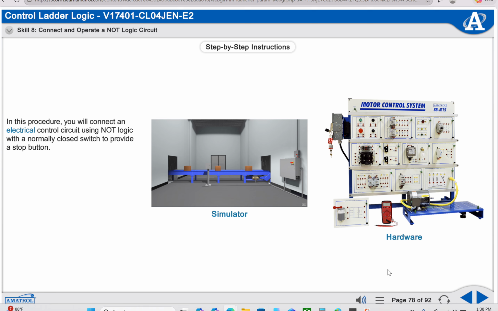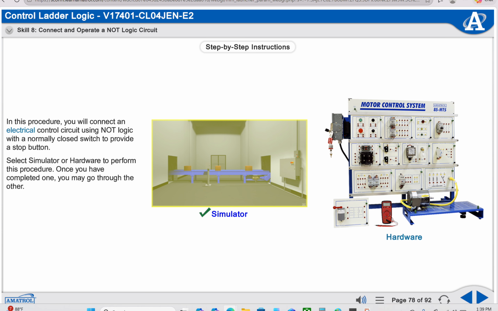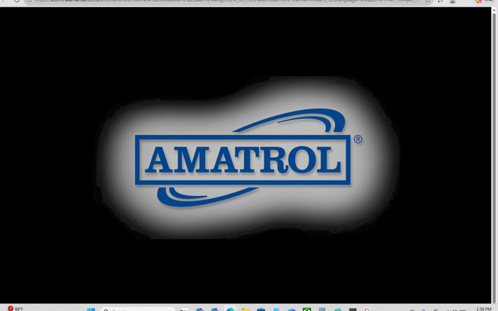In this procedure, you will connect an electrical control circuit using NOT logic with a normally closed switch to provide a stop button. Select Simulator or Hardware to perform this procedure. Once you have completed one, you may go through the other.